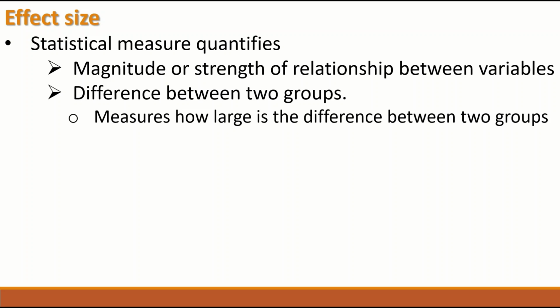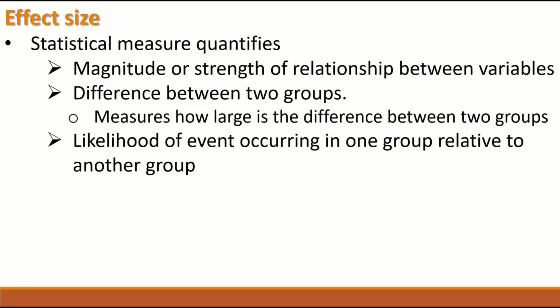differences between means. And also the effect size can estimate the likelihood of an event occurring in one group relative to another. So the likelihood can be used and estimated when the variable or the outcome is binary or dichotomous, categorical, having two categories. Then the likelihood of an event occurring in one group relative to another one is estimated, and that can be measured to give an effect size value.